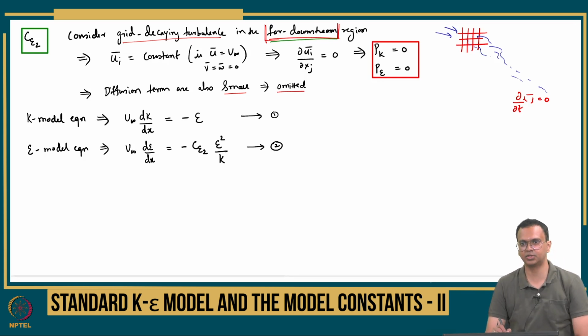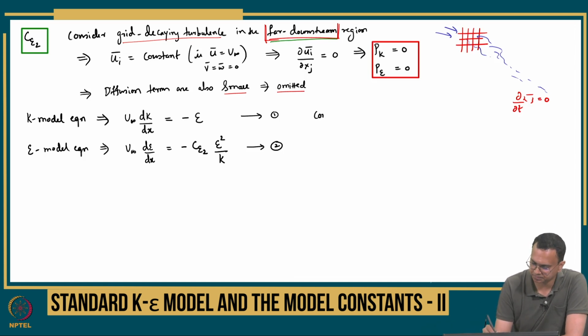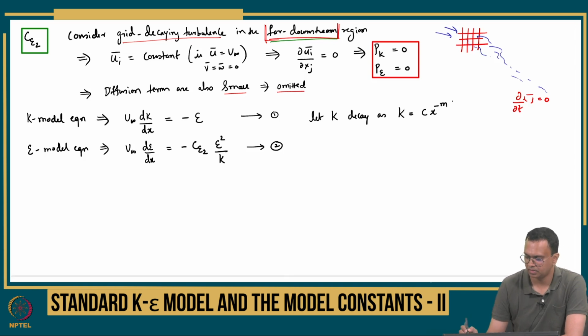Now I am going to assume how the K is decaying along x. I would like to have the turbulence kinetic energy decay as 1 over x to some power. As I walk along x, it is decaying. So let K, turbulence kinetic energy, decay as K equal to C x raised to minus m. M is unknown, I do not know what m is here.